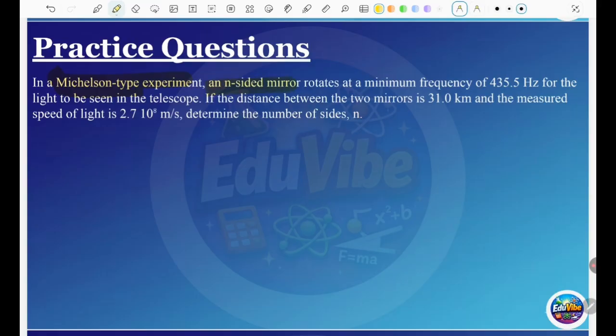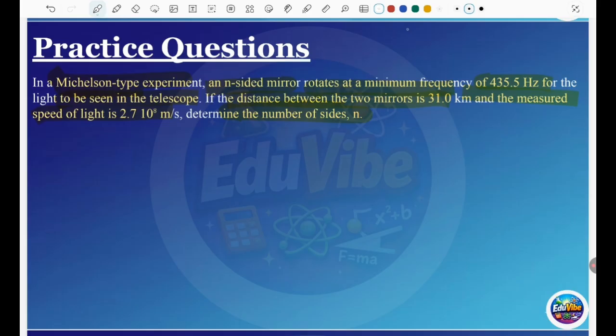An n-sided mirror rotates at a minimum frequency of 435.5 Hz for the light to be seen in the telescope. If the distance between the two mirrors is 31.0 kilometers and the measured speed of light is 2.7 × 10 raised to 8 meters per second, we have to determine the number of sides n. So basically we have to find n.